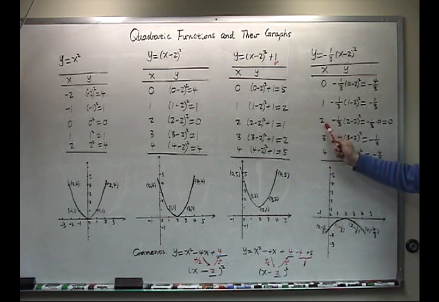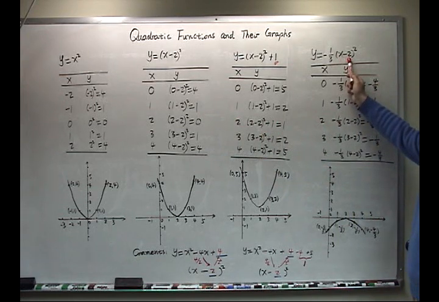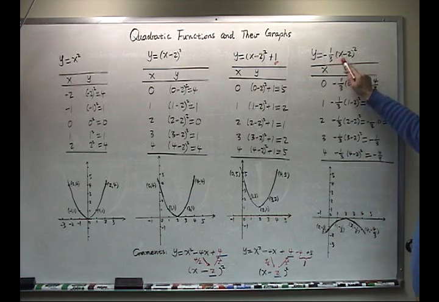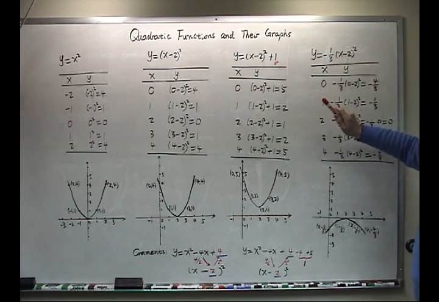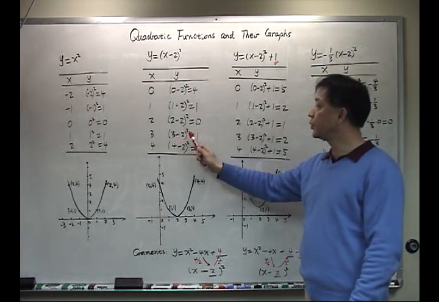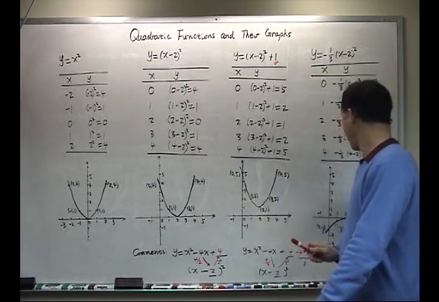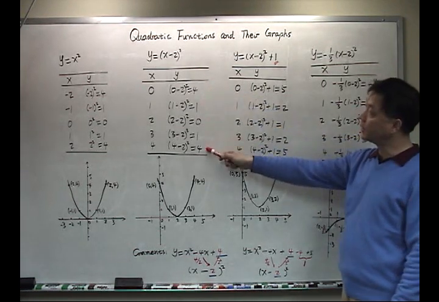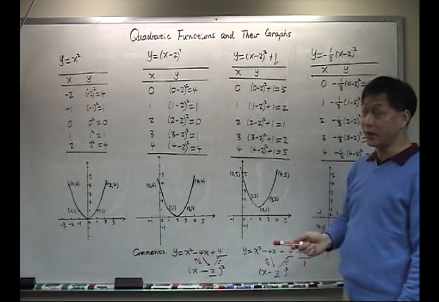Now you plug in 2 here. 2 minus 2 is 0. And divided by negative 3, you have a 0. You plug in 3 here. 3 minus 2 squared is 1. Divided by negative 3, you have a negative 1/3. So it's actually each value right here divided by negative 3.